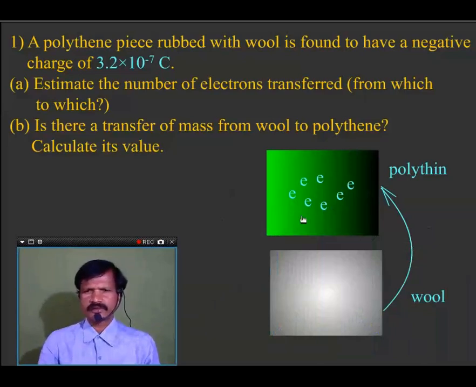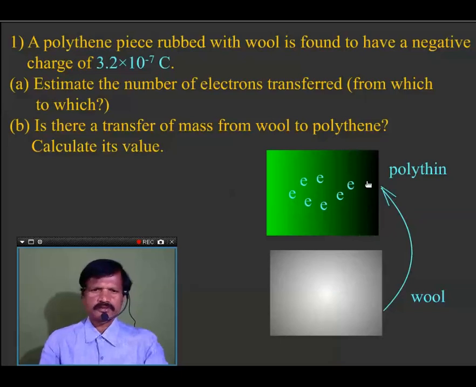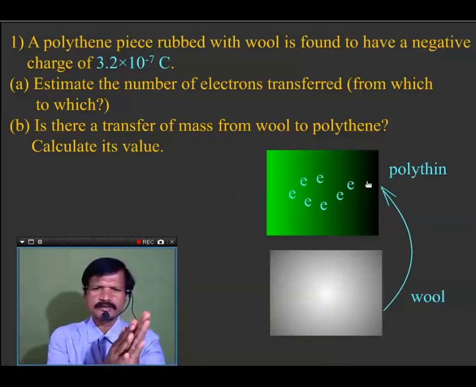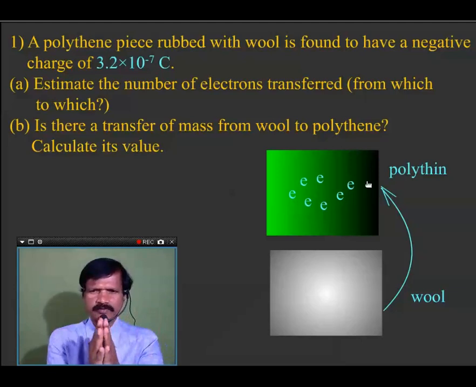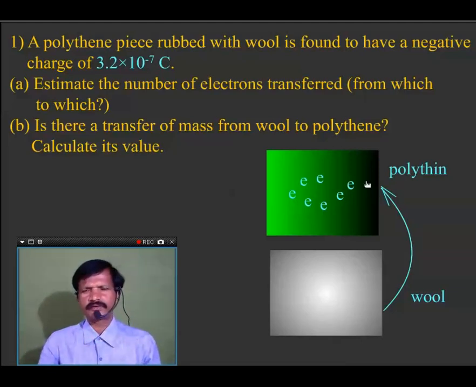So here, let this green one be the polythene sheet and this one the wool cloth. When this polythene is rubbed with wool, electrons are transferred from wool to polythene. Few electrons are transferred. By rubbing one cloth with another, there is friction, and due to friction, electrons are transferred. The number of electrons transferred we have to find out.